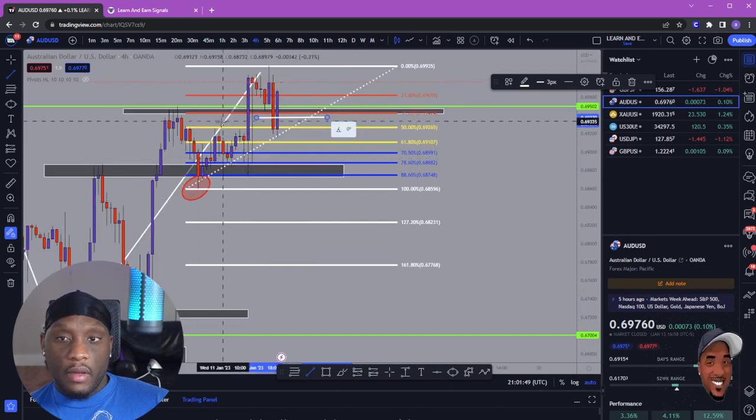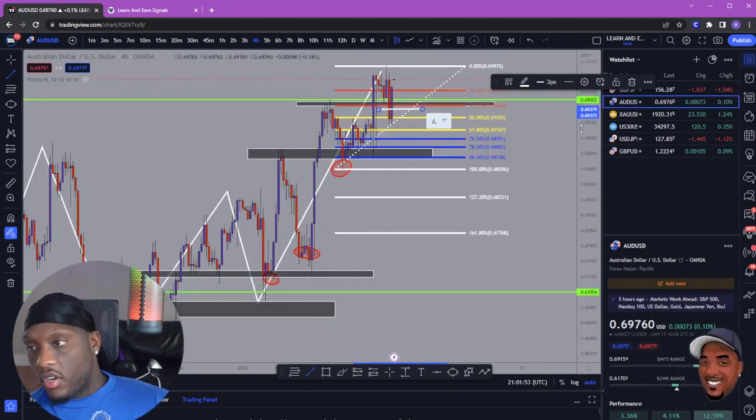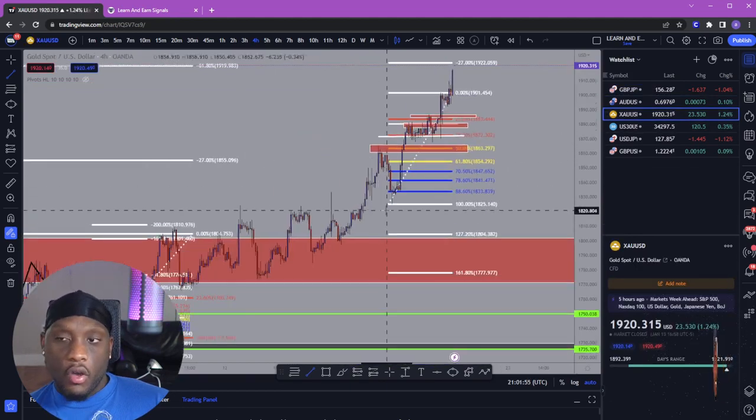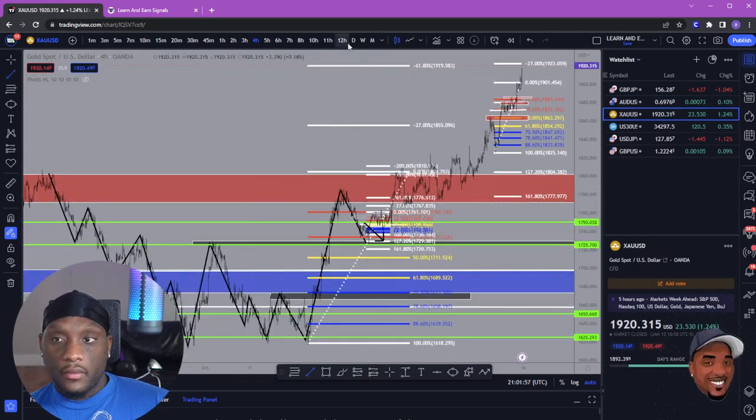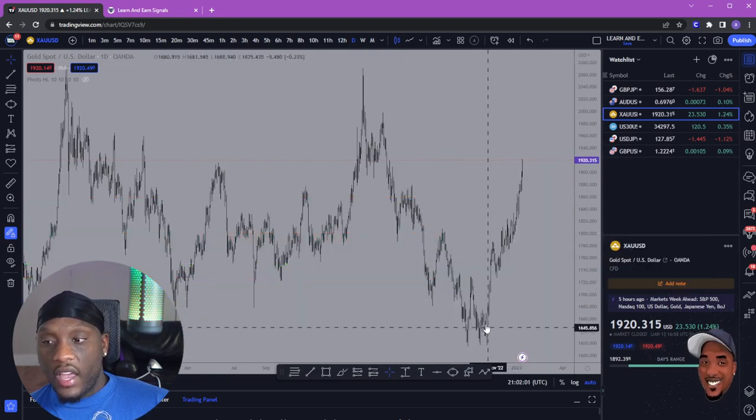So this is the fib that we're using based off the 3 hour. You can see the time frames, you can see the momentum, you can see the structure. That's that. Going on to Goldie. Jesus. Yeah. Gold is on savage timing.